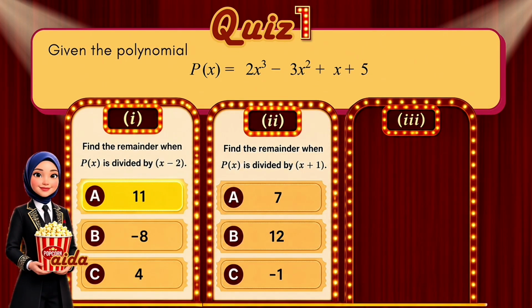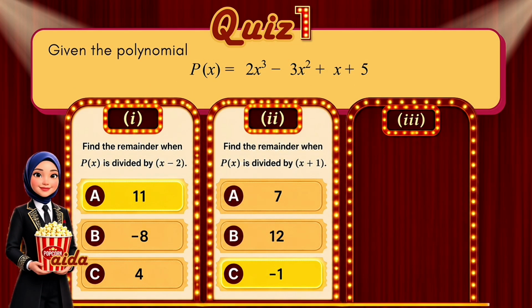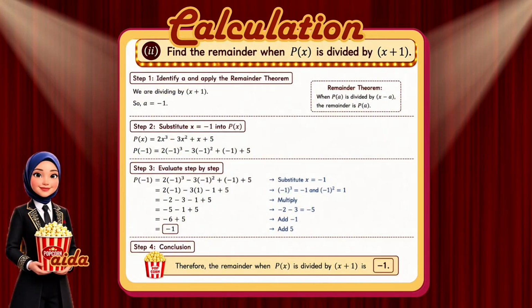Next, we move to question 2. Find the remainder when p(x) is divided by x plus 1. The answer is C, negative 1. So, let's look at the calculation. For this question, we need to divide by x plus 1, so a equals negative 1. Step 2, substitute x equal to negative 1 into p(x). Step 3, evaluate step by step. And the last one, the conclusion: therefore, the remainder when p(x) is divided by x plus 1 is negative 1.